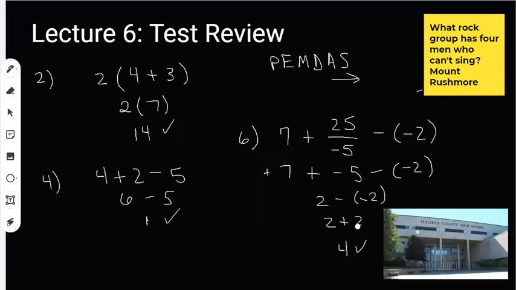Now, the next section is going to be 8 through 13. So let's try those on the next slide. These are going to be combining like terms. When we combine like terms, what we want to do is take terms that end with the same variable, put those together, and then take all the regular numbers that don't have variables and put those together.